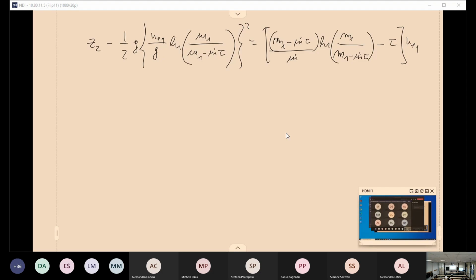No, it's okay. This is meter per second squared. So this is second squared, and this becomes meter with this g. So this is the equation.